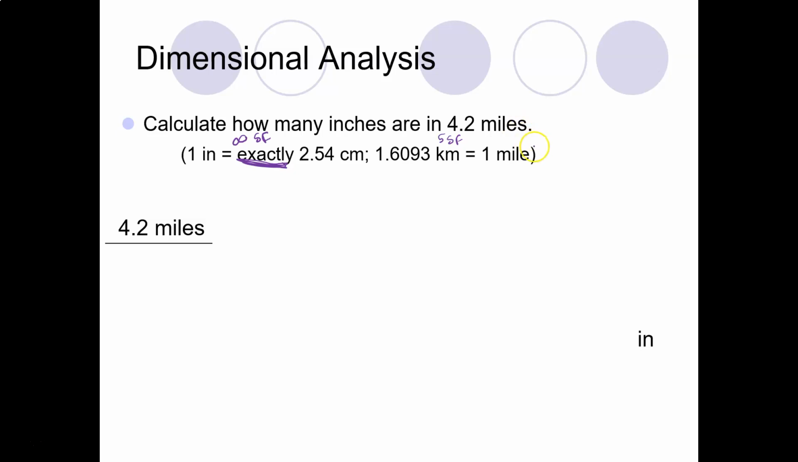So I'm going to start with this one. I'm going to put 1 mile on the bottom and 1.6093 kilometers on the top, where I can cancel out the unit miles. So if I stopped right now, my answer would be in kilometers. Is that what I'm looking for? No. And I know that because what I'm looking for is inches, and that is not what I have. So I know I need to cancel out kilometers.